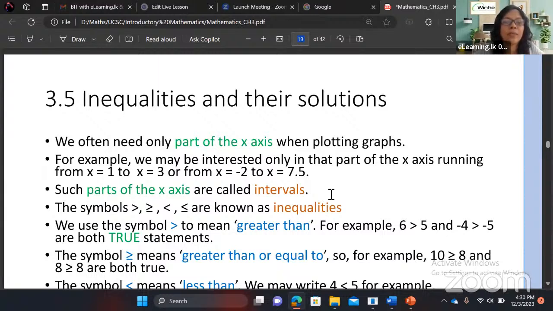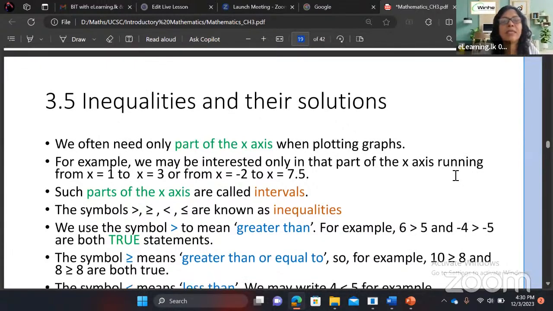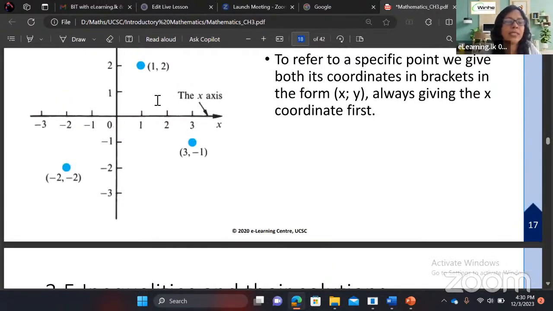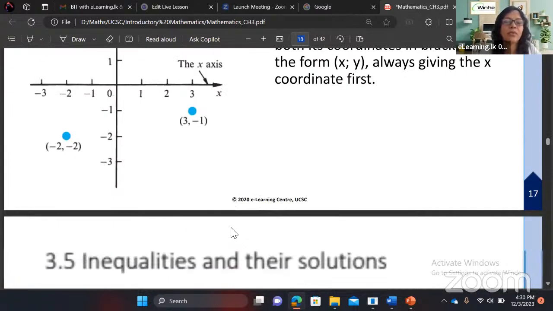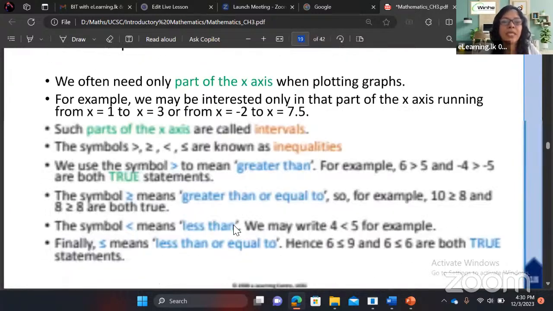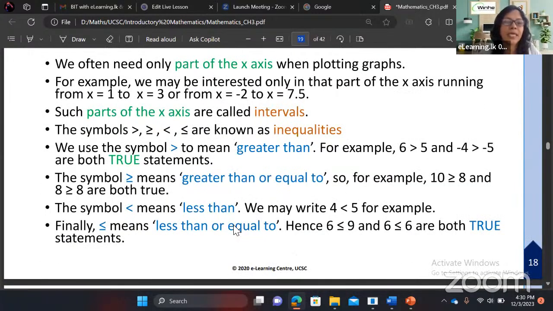We normally represent inequalities only on what? The x-axis. Right? Here in the xy plane, there are two axes. One is the x-axis and the other one is the y-axis. The x-axis is the horizontal one, so we represent inequalities on the x-axis. Right?